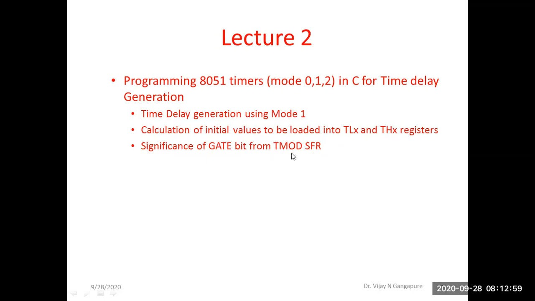Then we will see the significance of gate bit from Tmod SFR. In Tmod SFR, lower 4 bits are used to configure timer 0, upper 4 bits are used to configure timer 1, and for each timer, that is timer 0 and timer 1, there is a gate bit. So what is significance of that gate bit? Very briefly we saw in first lecture, but we will see in detail. These are the points on which we will discuss in this lecture number 2.